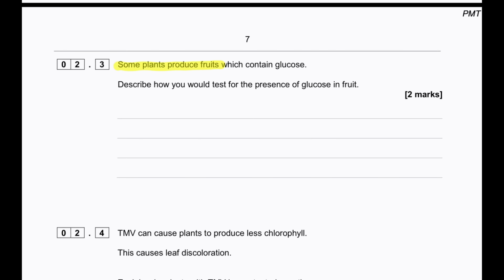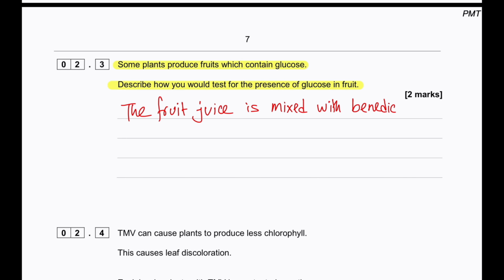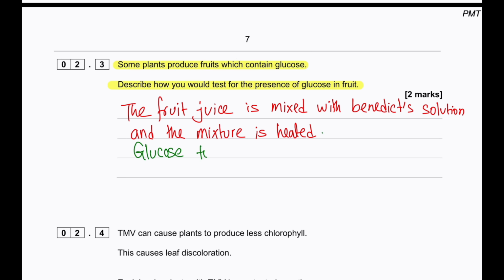Some plants produce fruits which contain glucose. Describe how you would test for the presence of glucose in fruit. Since glucose is a reducing sugar, we can heat the solution, the juice that we can get from the fruit, with Benedict solution. Once we heat it with Benedict solution, the glucose will turn the Benedict solution from blue to orange, indicating presence of glucose.